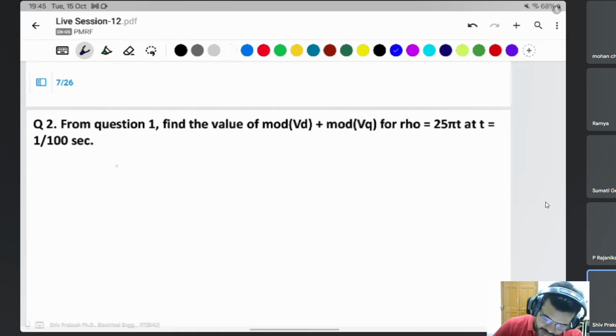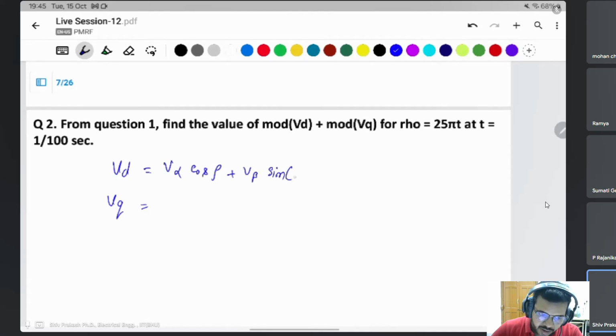Then you know about VD and VQ. Simply use the formula. Alpha beta we have already calculated. Then VD is V alpha cos rho plus V beta sin rho. Because alpha beta is rotated by 90 degrees, it will be replaced by 90 degrees.